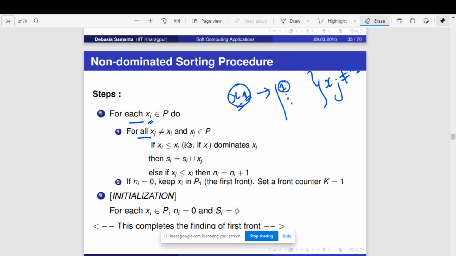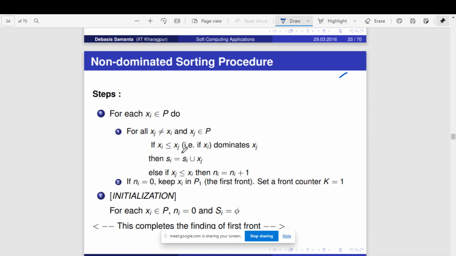In all algorithms, we are considering minimization as a generalization of the concept. So if xi is less than xj, then who is dominating whom? Our objective is to minimize. Yes, so xi is dominating xj. That is, if xi dominates xj, then si is equal to si union xj.